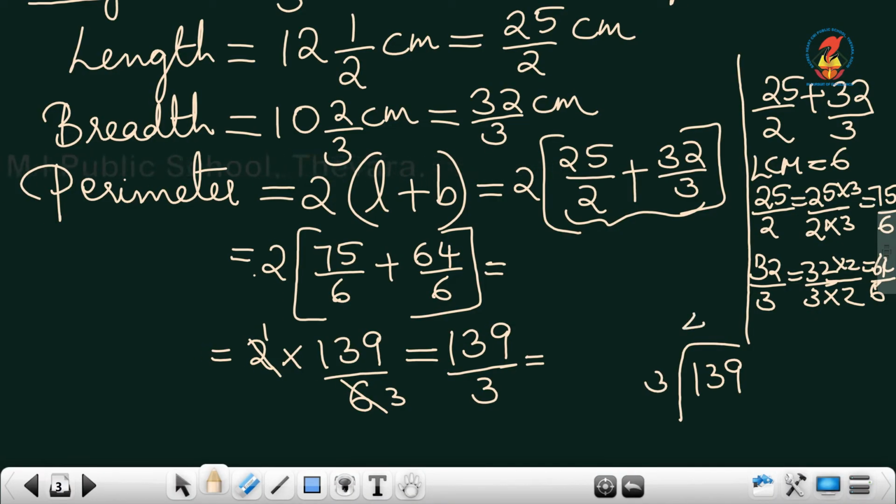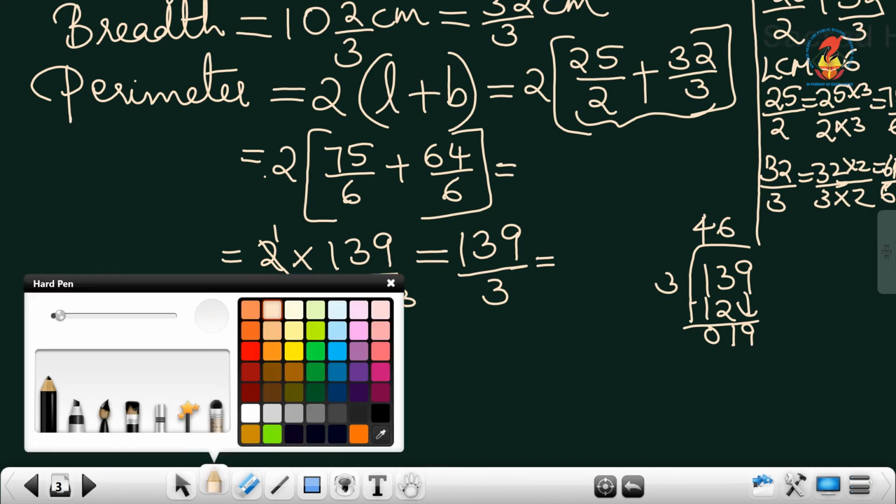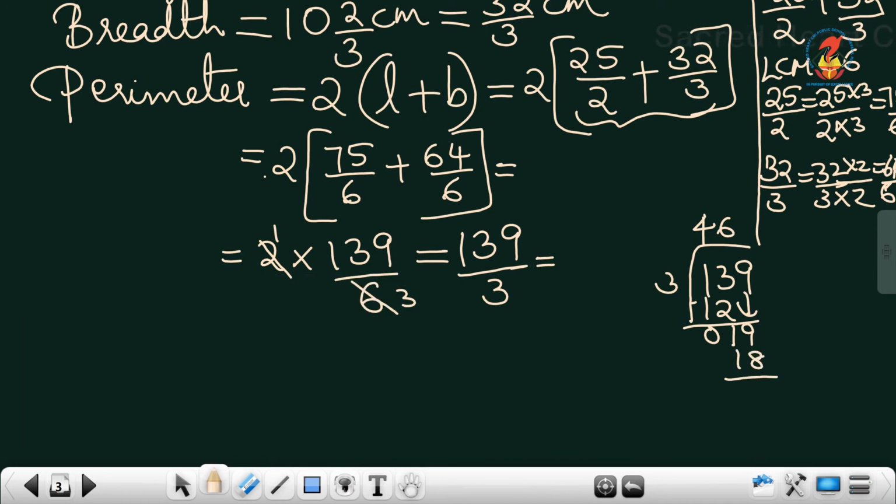What is the answer? 4 3s are 12. 13 minus 12, 1. Bring down 9. What is the answer? 6 3s are 18. 19 minus 18, 1. So how will we write the mixed number? 46, quotient, remainder by divisor. So what is the answer you got? 46 1 by 3 centimeter.